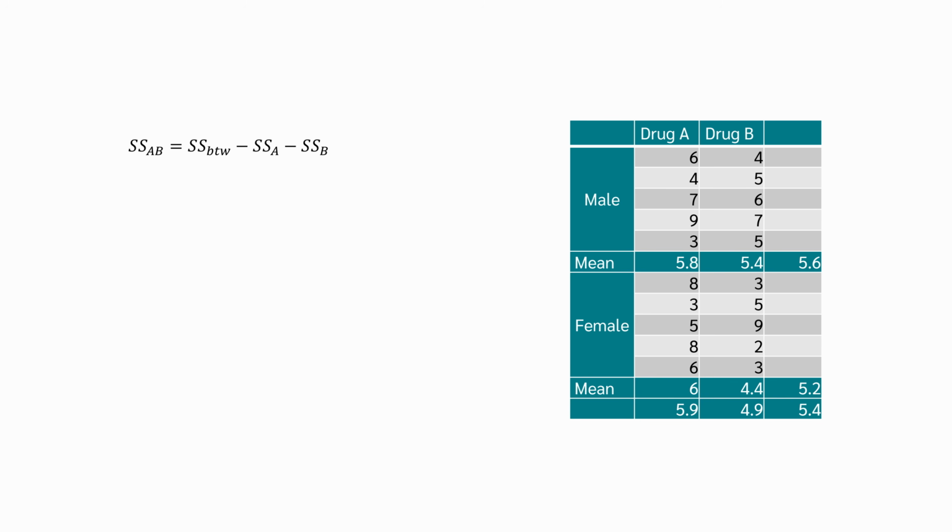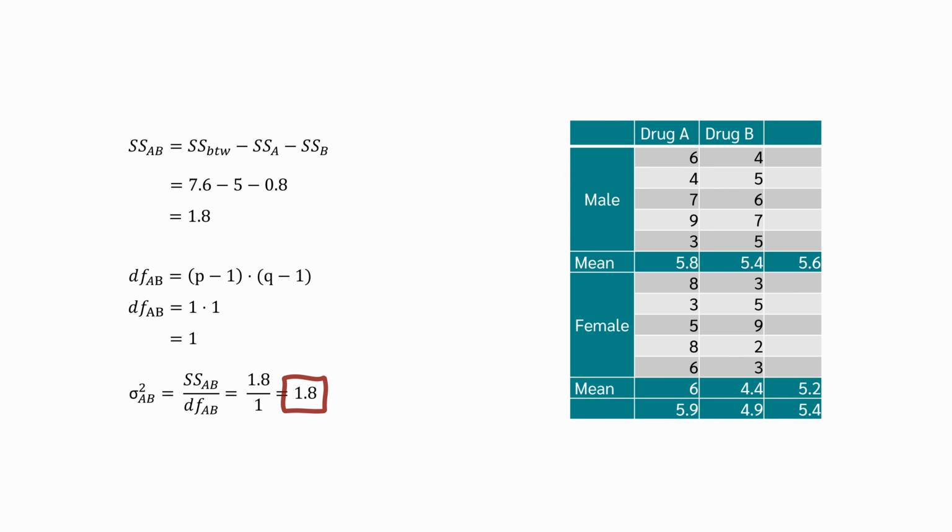Now we can calculate the sum of squares for the interaction. We obtain this by calculating the sum of squares minus the sum of squares of A and B. The degrees of freedom result to 1. For the interaction, we get a variance of 1.8.